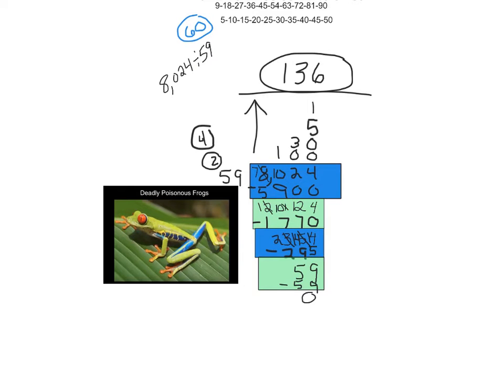So let's go back to the scenario, my friends. You have 59 of these poisonous frogs eating 8,024 insects. So we need to know how many insects each froggy right here is eating, and the answer is 136 insects. So there you have it.